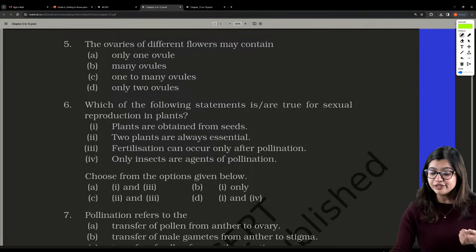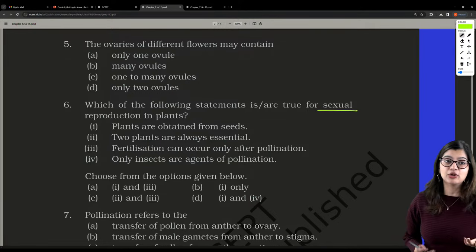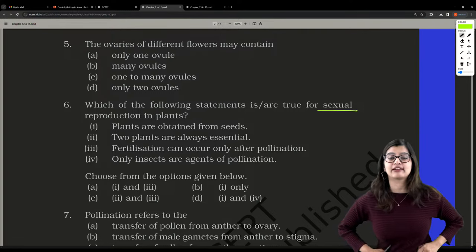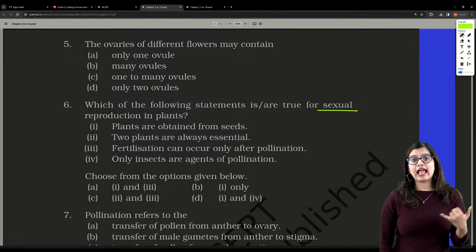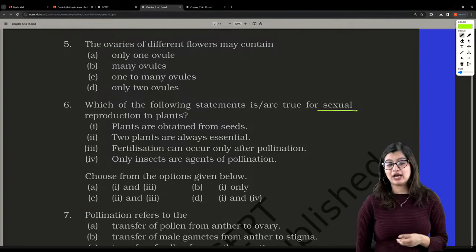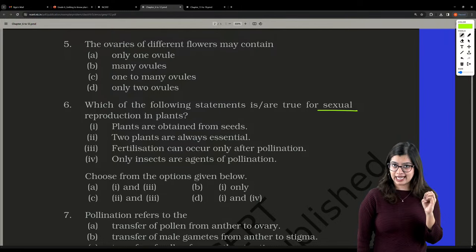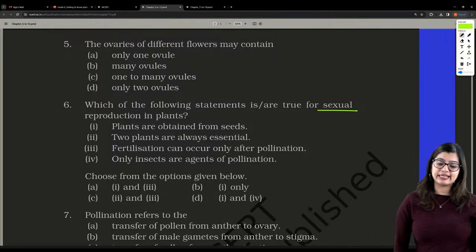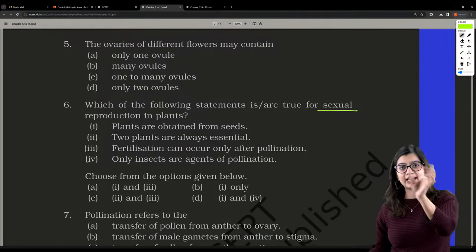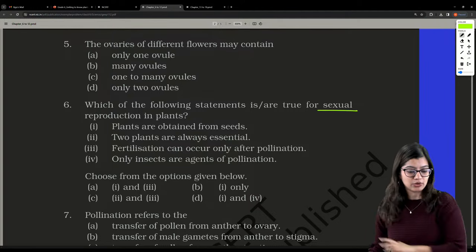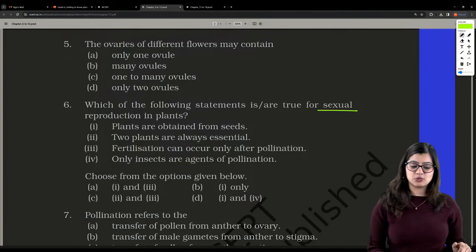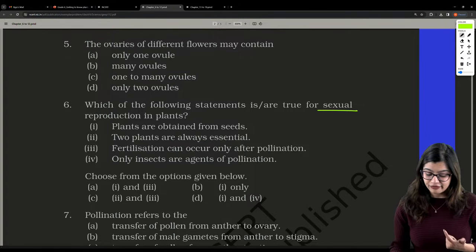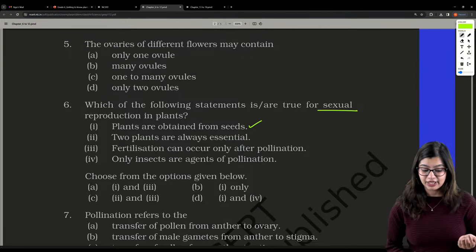So what is true for sexual reproduction? We know that in sexual reproduction, reproduction happens with the help of a male part and a female part. They come together to produce a zygote. That zygote will eventually develop into an embryo, right? Now in this particular case, what do we see? Plants are obtained from the seeds. Yes, this statement is true.